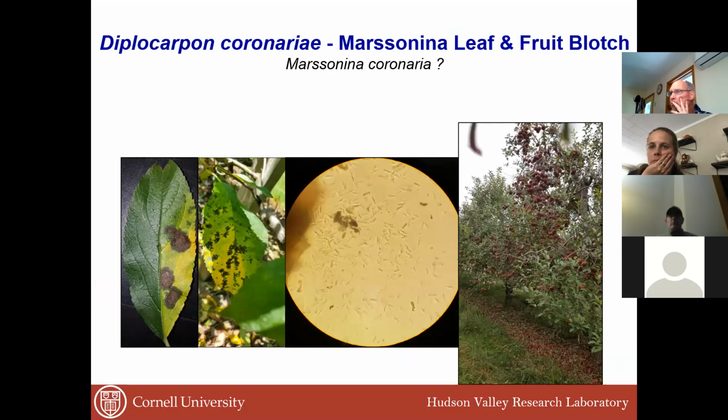So this is my third section. I'm going to talk about Diplocarpon coronariae now, which you might know more as Marssonina leaf and fruit blotch. And this is how this pathogen looks. It can actually cause these spots that resemble scab, but they do not occur at the same time. They call it scab of the summer in Asia. This disease is quite prevalent and invasive in Asia.